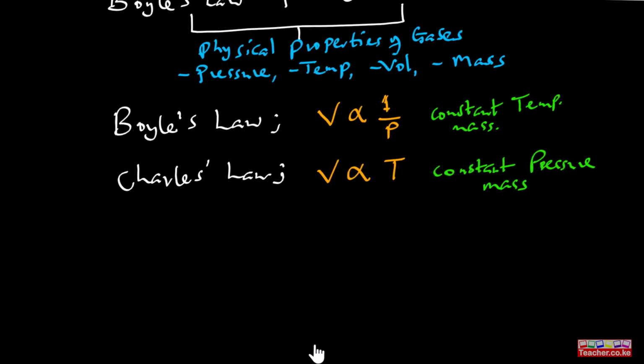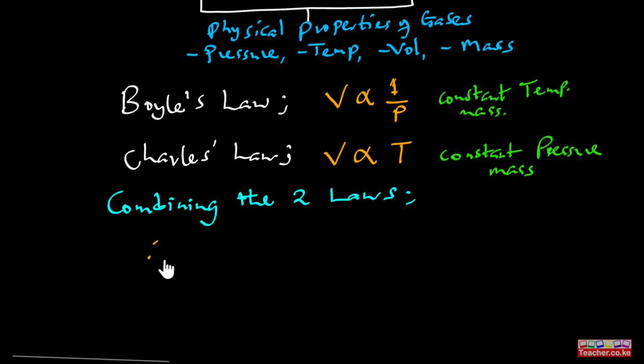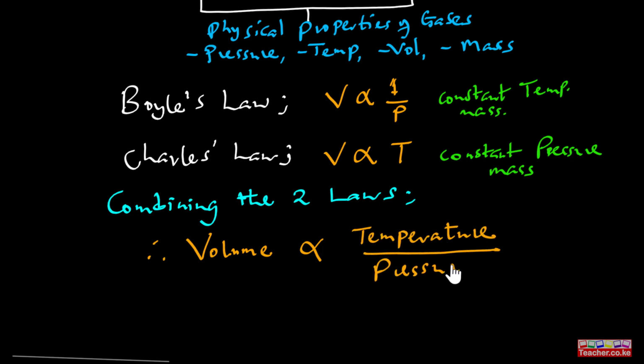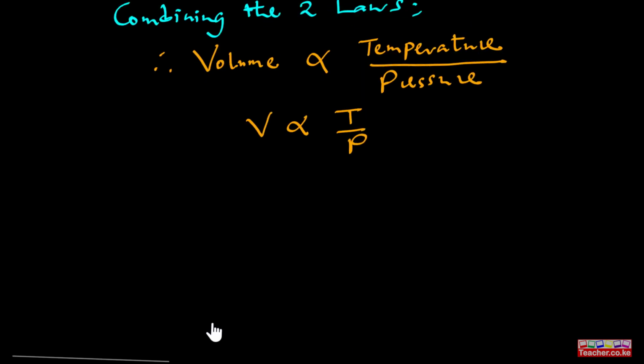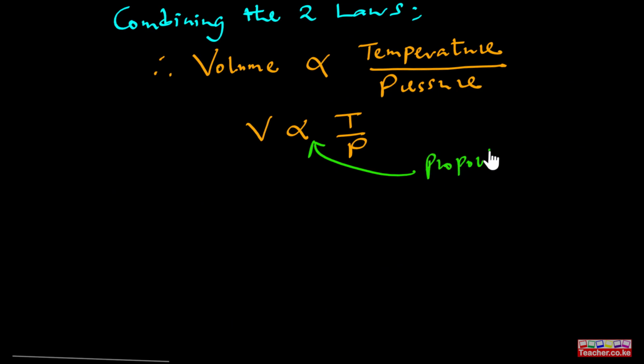So to combine the two laws, we will start with Charles' law. We have said that V is directly proportional to T. So to bring in the combined gas law, we can simply say that V is directly proportional to T and inversely proportional to P. To remove the proportionality, we will have to introduce an equal sign and a constant. So our V equals KT over P.